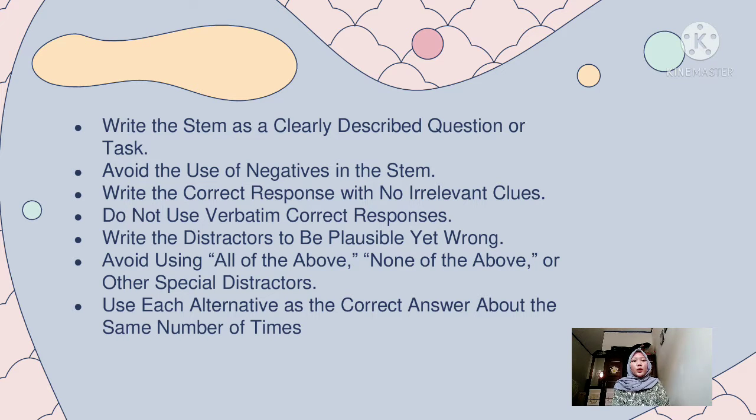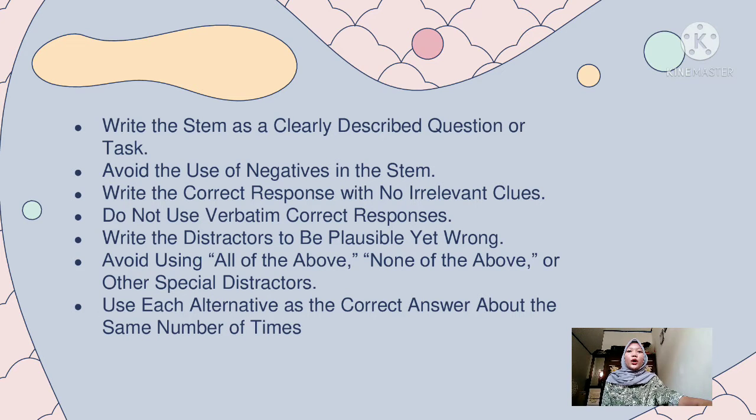Jadi hindari menggunakan bahasa atau kata-kata yang sama seperti dalam buku teks sebagai jawaban yang benar. Jadi ketika kita ingin membuat jawaban dari multiple choice pilihan ganda, usahakan jawaban itu jangan sama seperti apa yang ada di buku teks siswa, seperti itu.